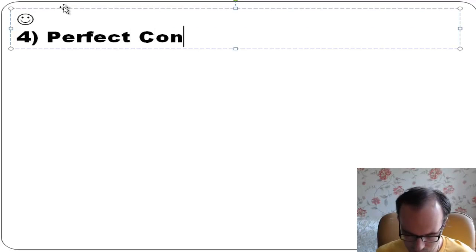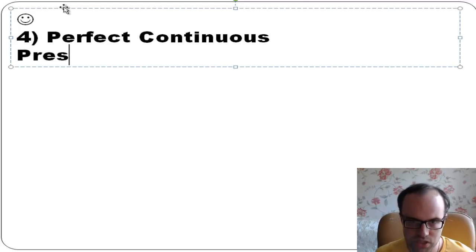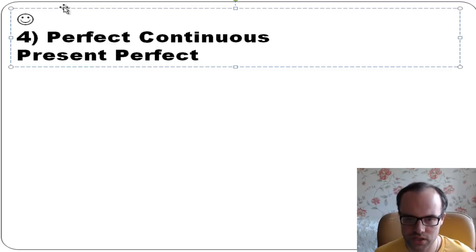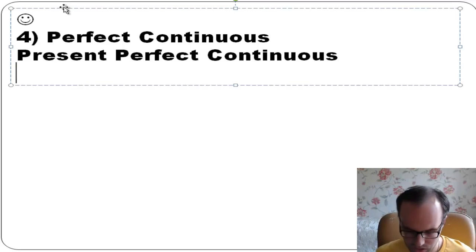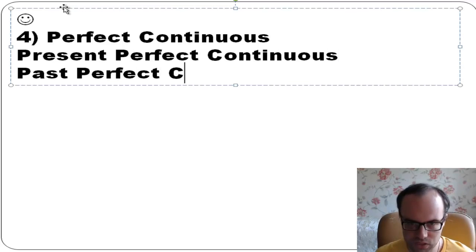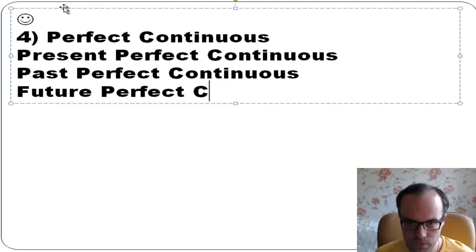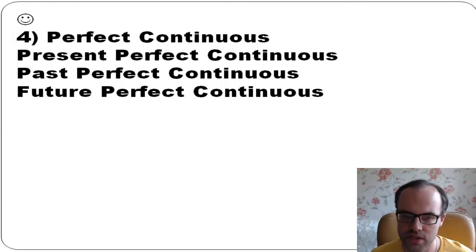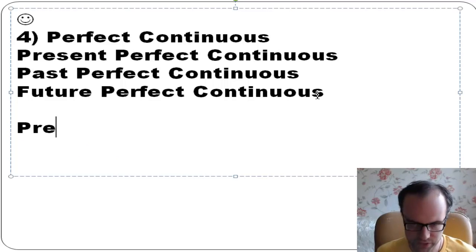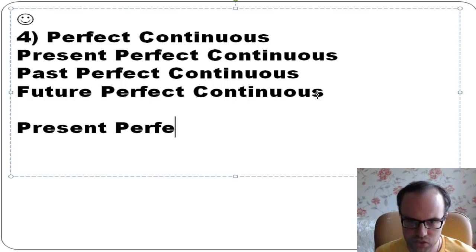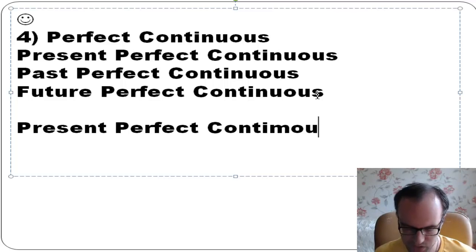Let's talk about these tenses, and let's compare these tenses with other tenses. Okay, so present perfect continuous, past perfect continuous, it's about the past, and future perfect continuous. We often use present perfect continuous in speaking. Well, let's talk about the first tense in this group. So it's present perfect continuous.